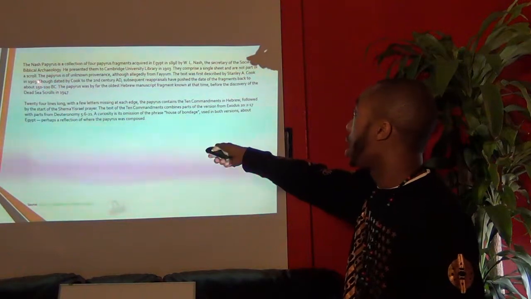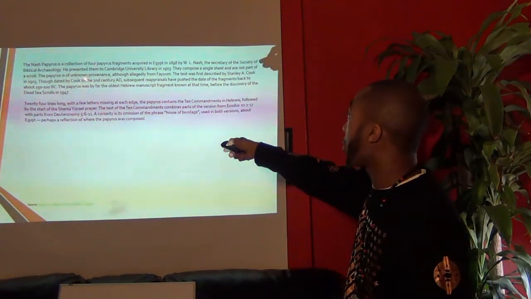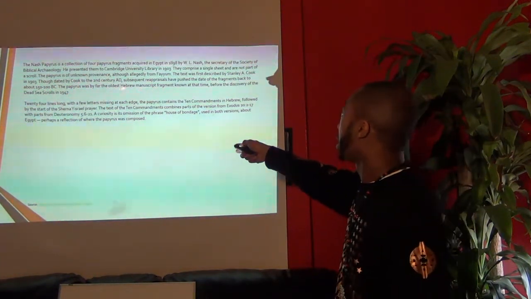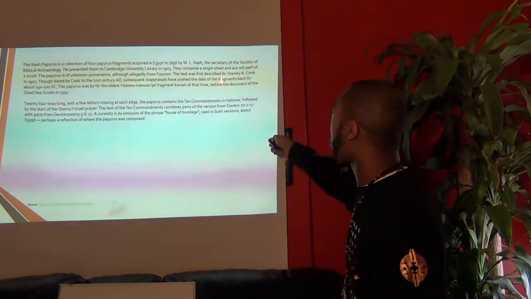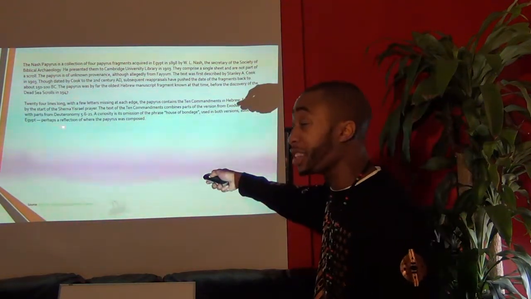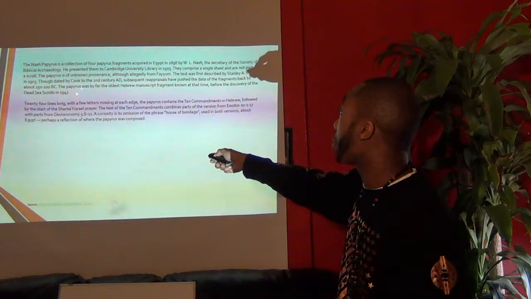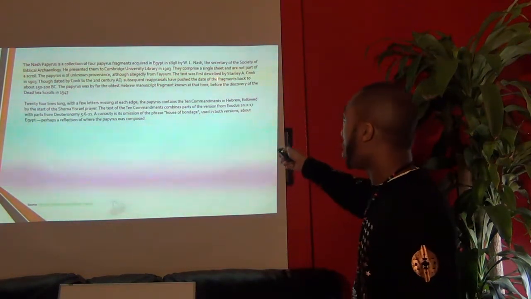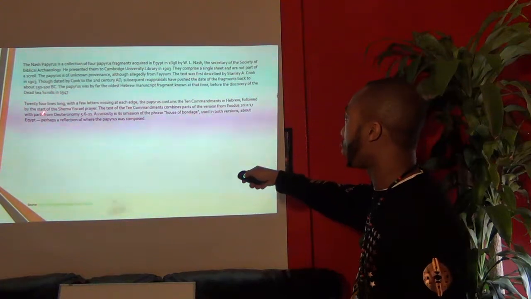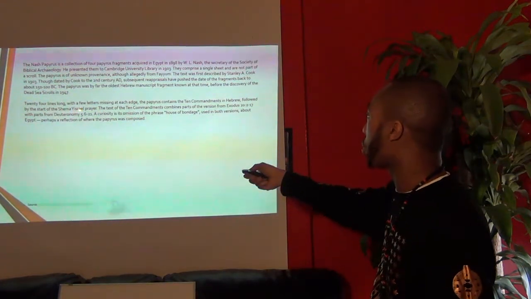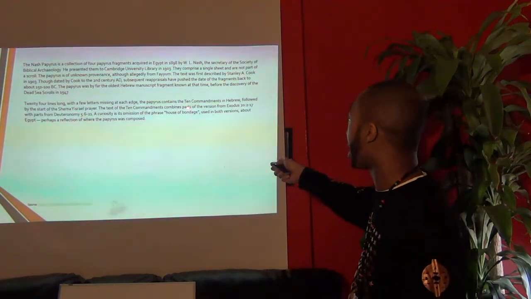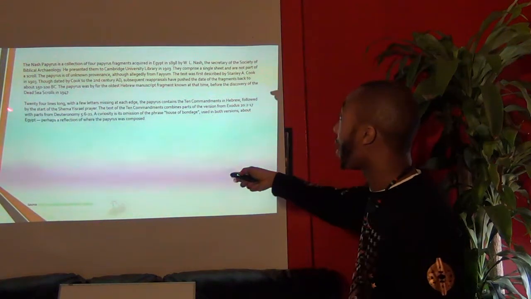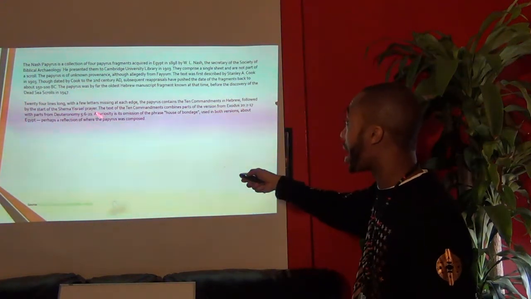Cook in 1903. Though dated by Cook to the 2nd century AD, subsequent appraisals have pushed the date of the fragments back to about 150 to 100 BCE. The papyrus was by far the oldest Hebrew manuscript fragment known at the time before the discovery of the Dead Sea Scrolls in 1947. It's 24 lines long with a few letters missing at each edge. The papyrus contains the 10 Commandments in Hebrew, followed by the start of the Shema Yisrael prayer.